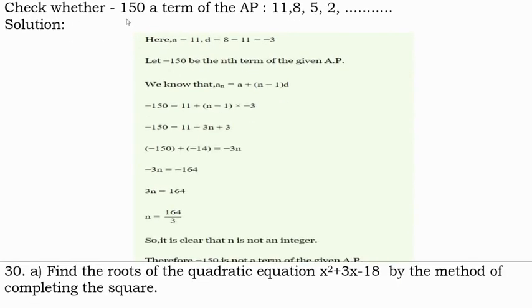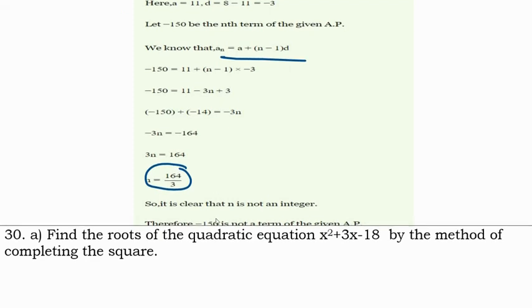Check whether minus 150 is a term of the AP 11, 8, 5. So minus 150 is not a term, because after applying the formula a_n is equal to a plus (n minus 1) into d, we are not getting any specific term. So this is not a term of the arithmetic progression.